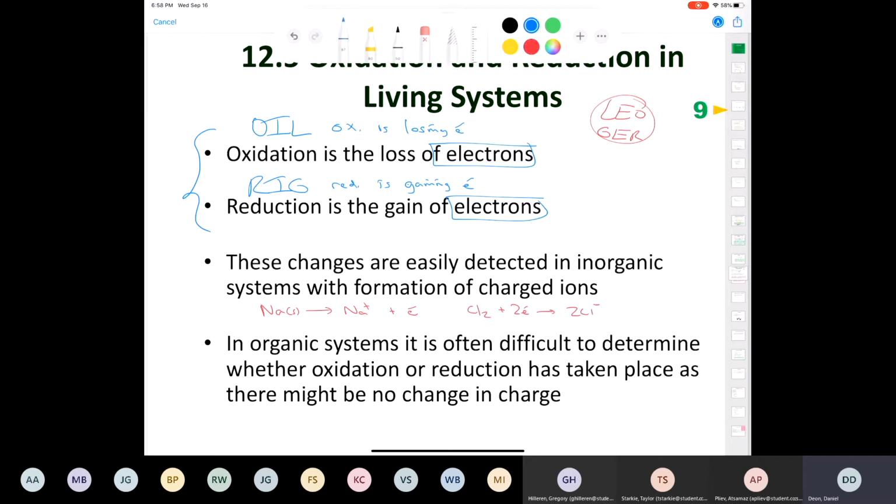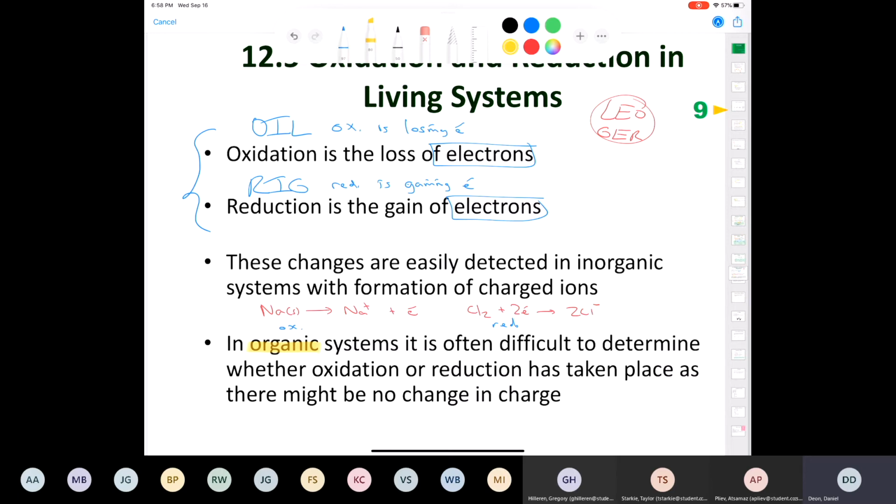So we could even highlight that. This is reduction. This is oxidation. And then you learned how to label oxidizing agents, reducing agents, right? Those are things that you did in Chemistry 101. Now, in organic chemistry, in organic systems, it's actually a little bit more difficult to determine whether oxidation or reduction has taken place, as there might be no change in charge. Think about it. Tonight, we haven't looked at any charges in any molecules, right? We didn't see any cations, any anions until I just drew these two just now.